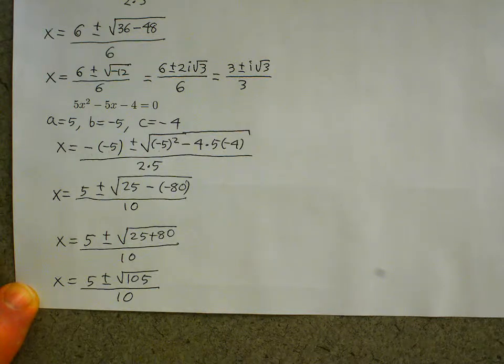A common error, and I hesitate to mention it because sometimes students remember it and think that's what they're supposed to do instead of what they're not supposed to do. You will notice that 5 and 10 have a common factor of 5, but the square root of 105 does not have a factor of 5. So when it's written in this form, it cannot be written in lower terms.